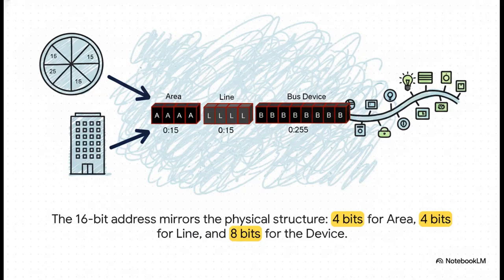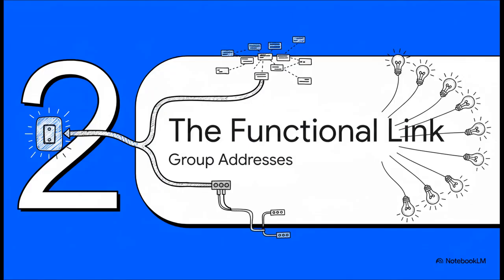So if we look under the hood, that 16-bit address is broken down perfectly. The first 4 bits are for the area, which gives us our 15 options. The next 4 bits are for the line, giving us another 15 options. And the last 8 bits identify the specific device, which is where we get the 256 possibilities on each line. The physical map is the digital address. Simple as that.